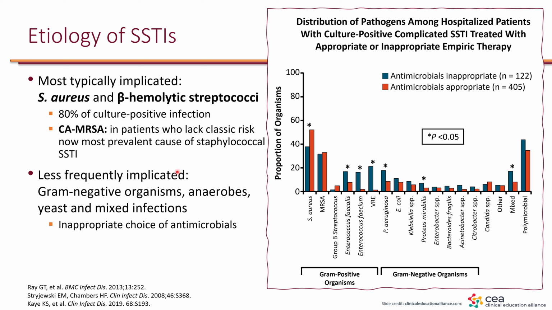Now, when we look at all skin and soft tissue infections collectively, most typical implications are due to Staph aureus and beta hemolytic strep. So you will see that the treatment is targeting these two organisms for the most part. Now, 80% of culture positive infections are from these two. And when it comes to Staph aureus, community acquired MRSA is a big portion of it.